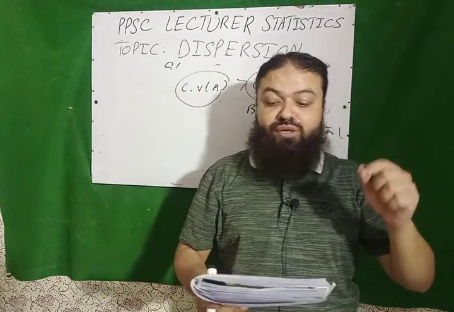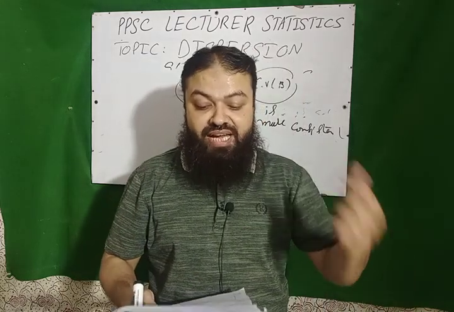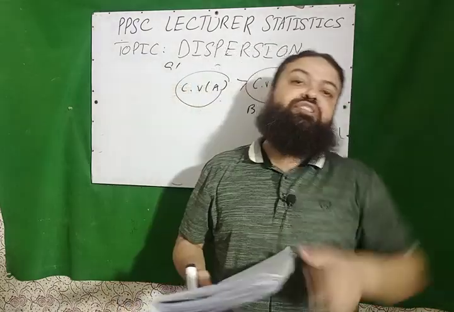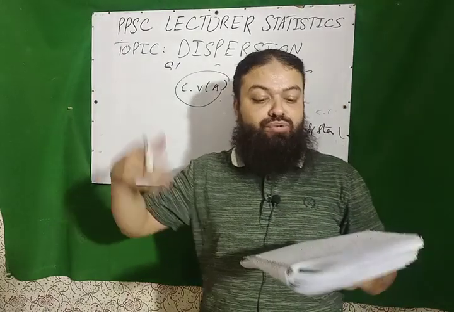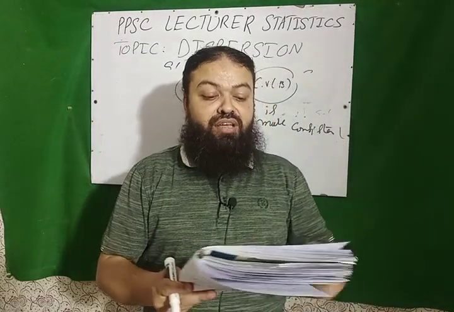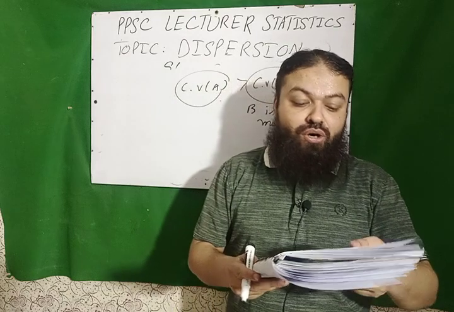Next, when mode is not well defined and classes are open ended, we use Professor Bowley's coefficient of skewness: q1 plus q3 minus 2q2 over q3 minus q1. Next, for a symmetrical distribution, odd order moments are 0.